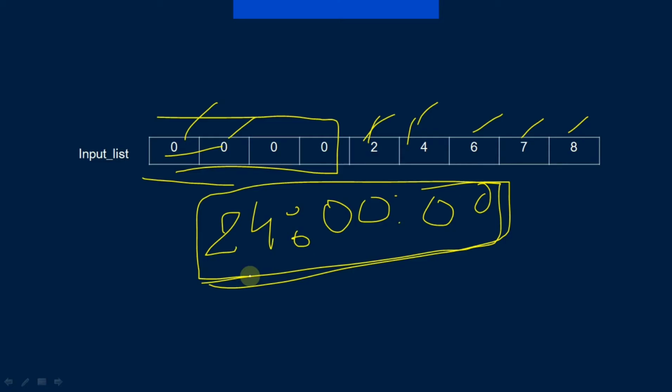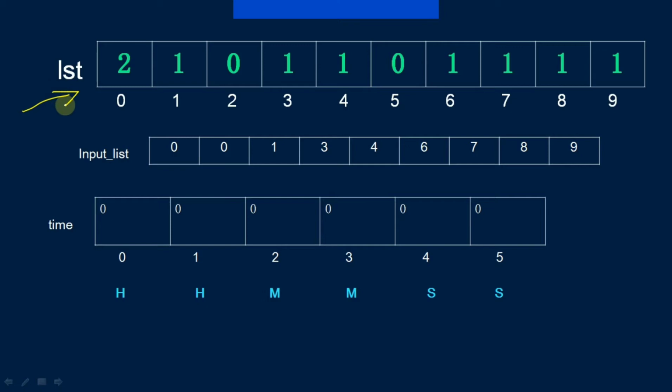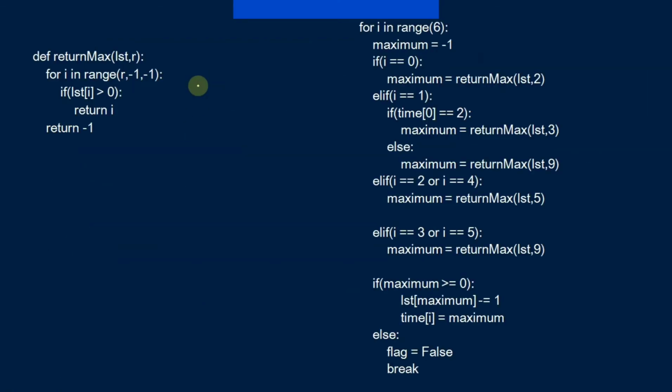Let's move towards code. So we have LST with these values, that is the count of every digit which is in the input list. Okay, and we have time list, and initially every cell's value is 0. So let's come to the algo. I am discussing this algo first, after that I will show you the full code. So we are iterating the time list. For I in range 6, so it will iterate from 0 to 5.